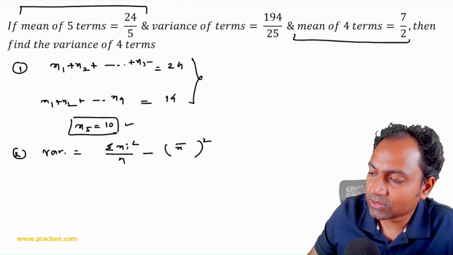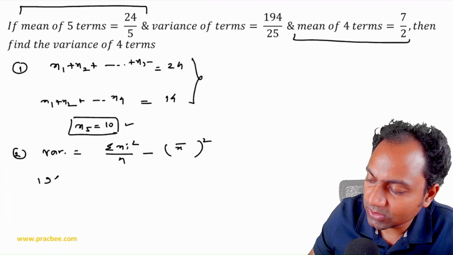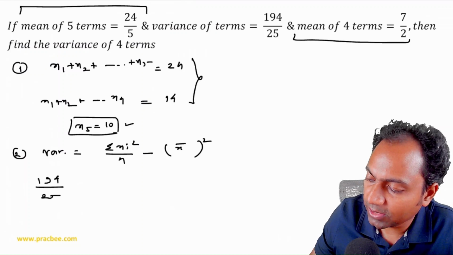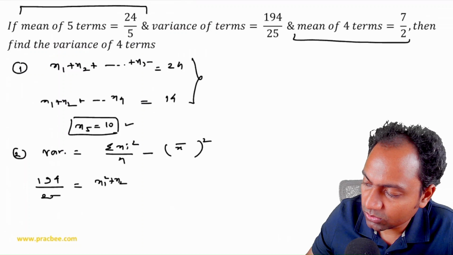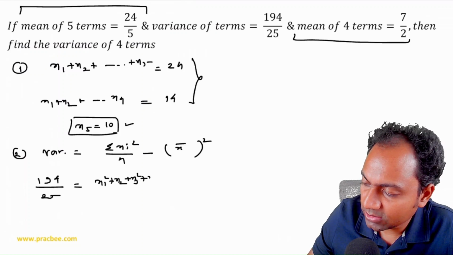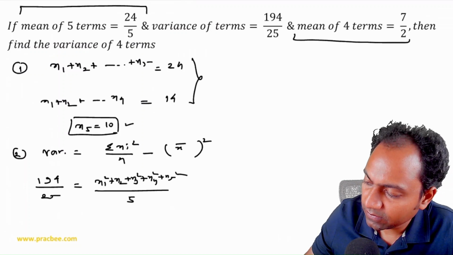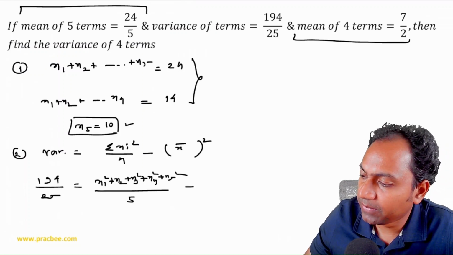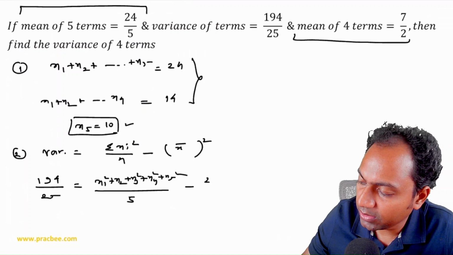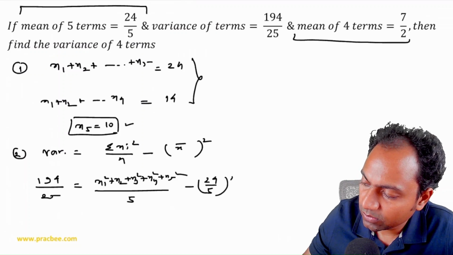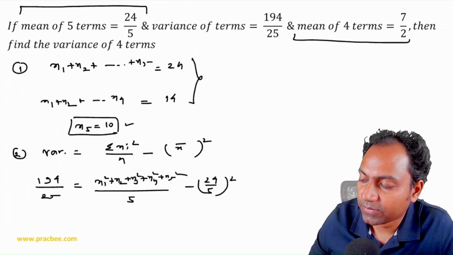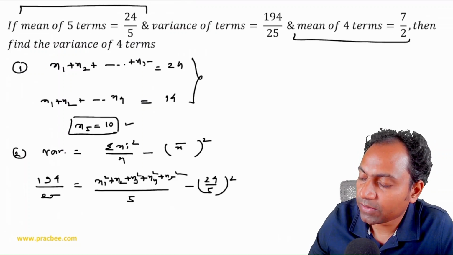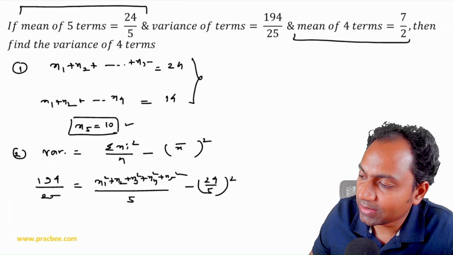So in the first case, the answer when we are taking 5 terms is nothing but 194 by 25. And this becomes nothing but x1 square, x2 square, x3 square, x4 square, x5 square by 5. And we can see the mean in the first part was nothing but 24 by 5 whole square. Now this is what we are getting from the first part. Now for the second part, they want us to find the new variance.